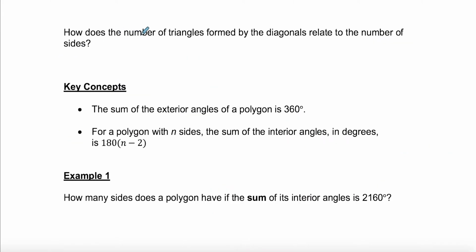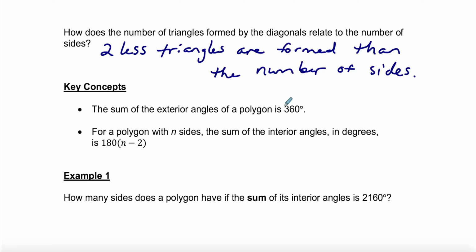So how does the number of triangles formed by the diagonals relate to the number of sides? So we always have 2 less triangles formed than the number of sides. So key concepts for this lesson. We've been looking at all the different shapes and how the exterior angles always add up to 360.